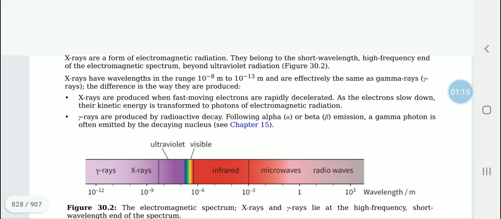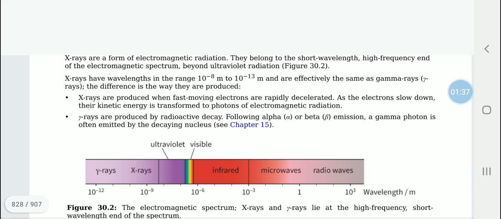X-rays are produced when fast moving electrons are rapidly decelerated. So that means the electron strikes something and is rapidly decelerated. As a result, X-rays are produced. When the electrons slow down, their kinetic energy is transformed to photons of electromagnetic radiation.